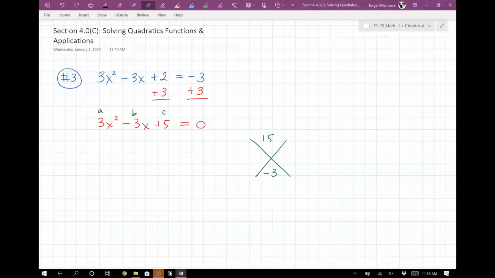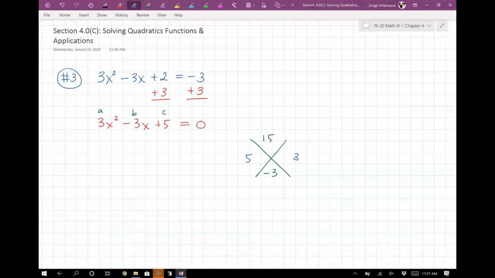5 and 10. Well, 5 and 10 will add, but... Oh, no. Let me write this out. 5 and 3, a lot of people will say. But if I add them, I get what? I get 8, right? If I subtract them, I get 2. So it's not going to work, right? This isn't going to work.